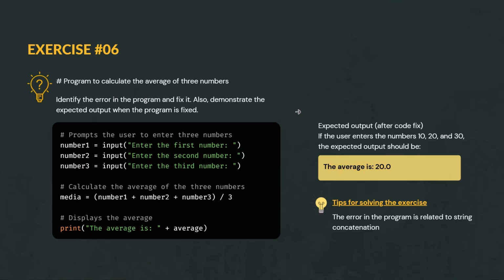In today's quick Python exercise, we are going to catch and fix a very common beginner mistake, one that has to do with string concatenation when calculating the average of numbers. Trust me, if you're new to Python, you've probably run into this without even realizing it. So let me show you the buggy code first.